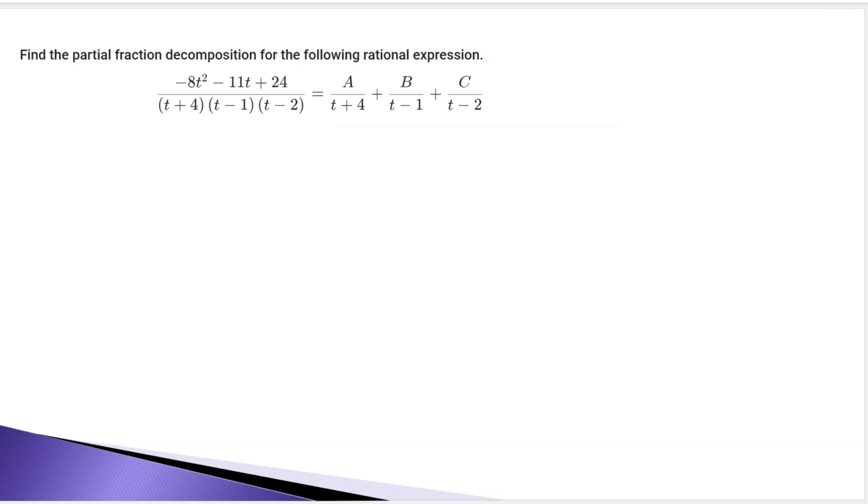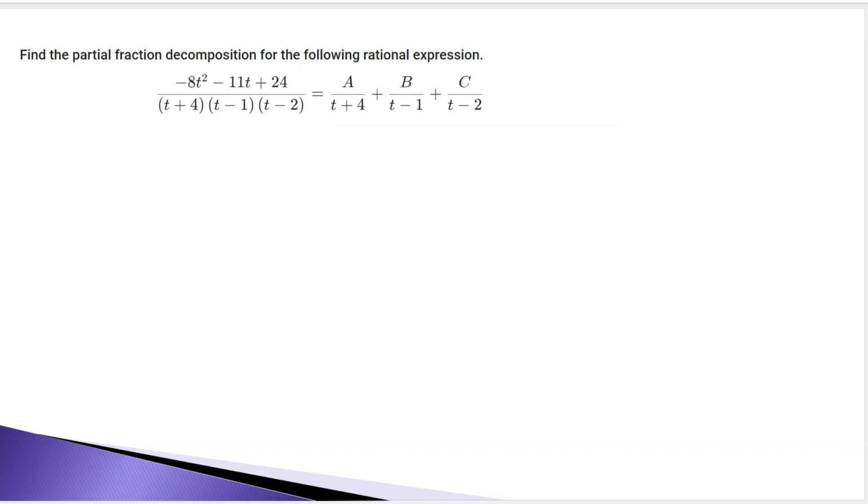You may still have to do some solving a system of equations, but it can reduce the number of variables that you have to work with in that system. So let's take a look at this and see what we've got. I've got a partial fraction problem right here.